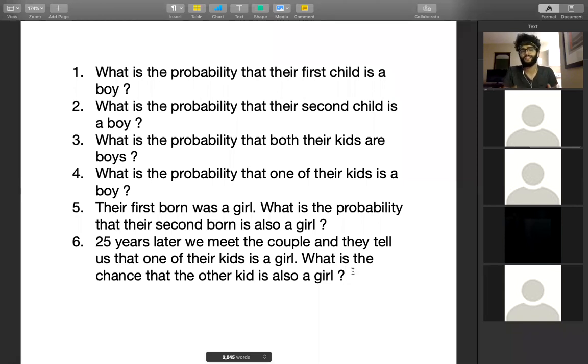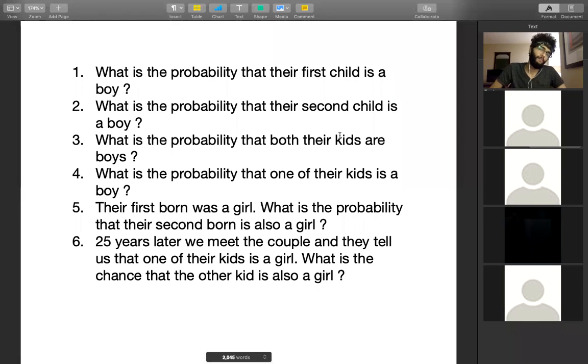So the first thing is pretty straightforward. What is the probability that their first child is a boy? This is half. I don't think anyone will have any confusion here. What is the probability that their second child is a boy? Now this is a little confusing, but because we have discussed all this, I think you know that that is also going to be half. It is going to be half because we don't really care about what happened in the first child or anything. We just say, what is the chance that the second child is a boy? It's still going to be half.